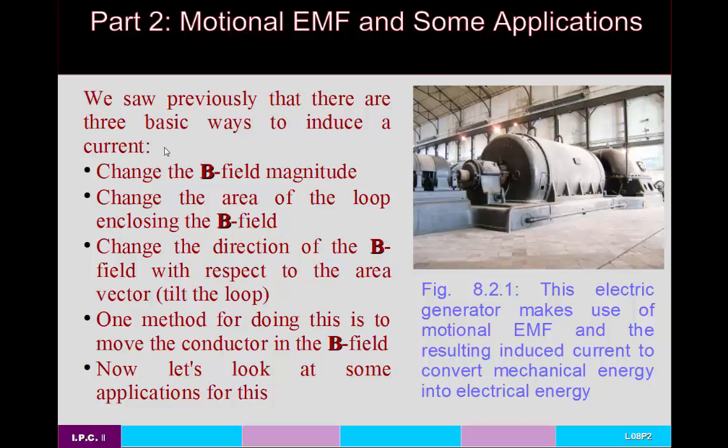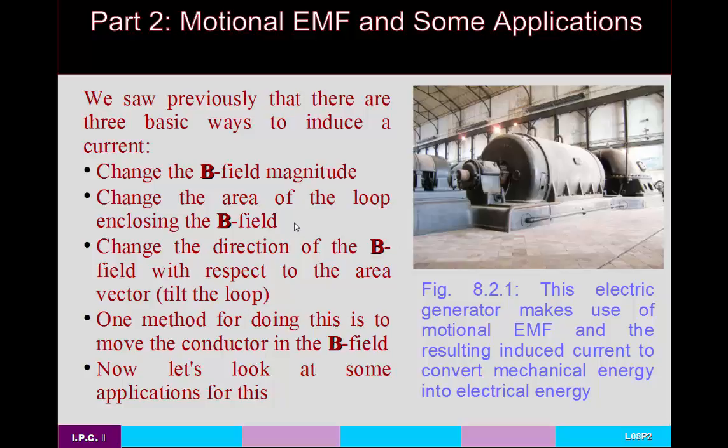In that previous lecture, we saw that there are three basic ways to induce a current. You can change the magnetic field's magnitude, you can change the area of the loop enclosing the magnetic field, or you can change the direction of the magnetic field with respect to the area vector, namely tilt the loop. And so all three of these methods basically change the magnetic flux that is passing through the area enclosed by your loop.